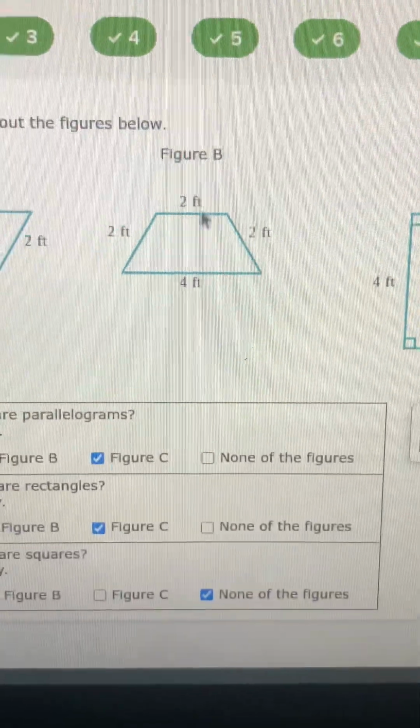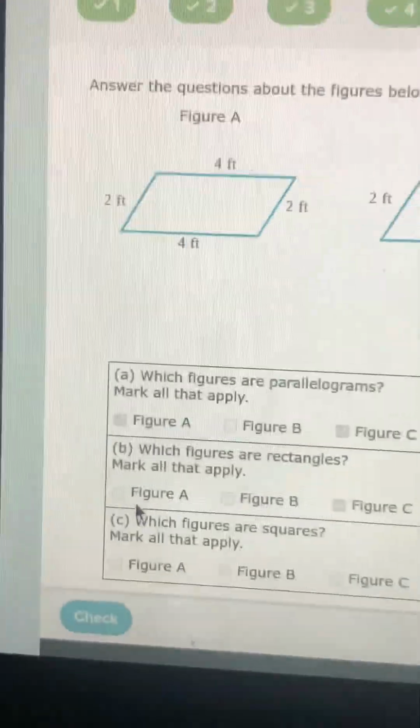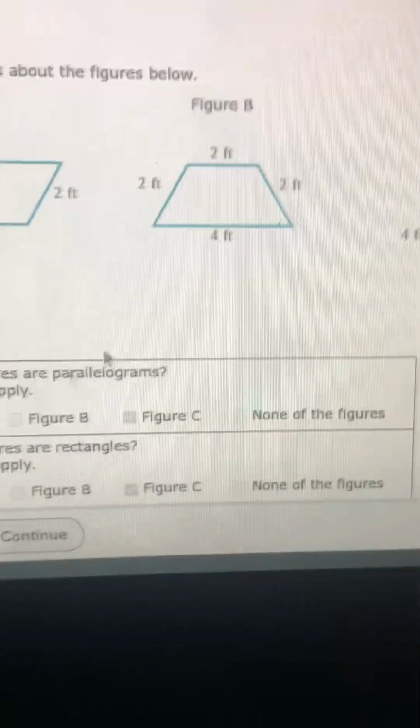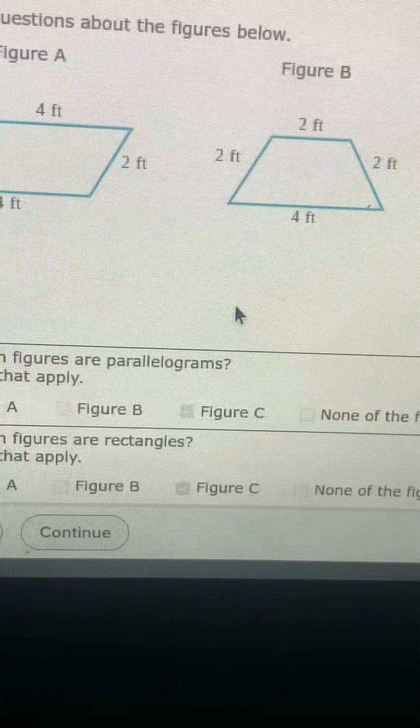I don't know. This one's not a parallelogram, I think. But if I get it wrong, I'm squishing it. All right, we got it right. Man, see, I'm so smart.